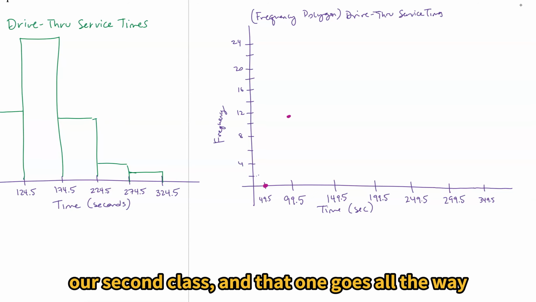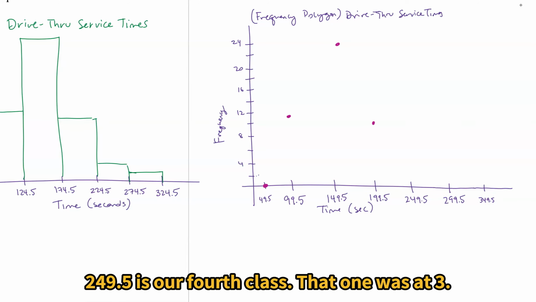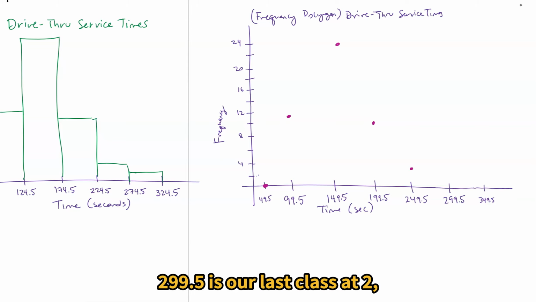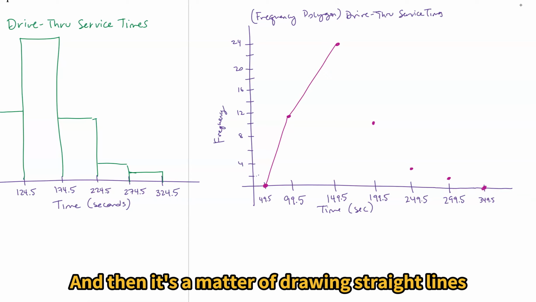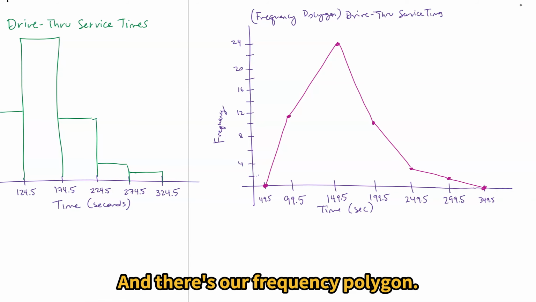149.5 is our second class. That one goes all the way up to 24. 199.5 is our third class. That one was at 10. 249.5 is our fourth class. That one was at 3. 299.5 is our last class at 2, and then we anchor it again. And then it's a matter of drawing straight lines to connect the dots. And there's our frequency polygon.